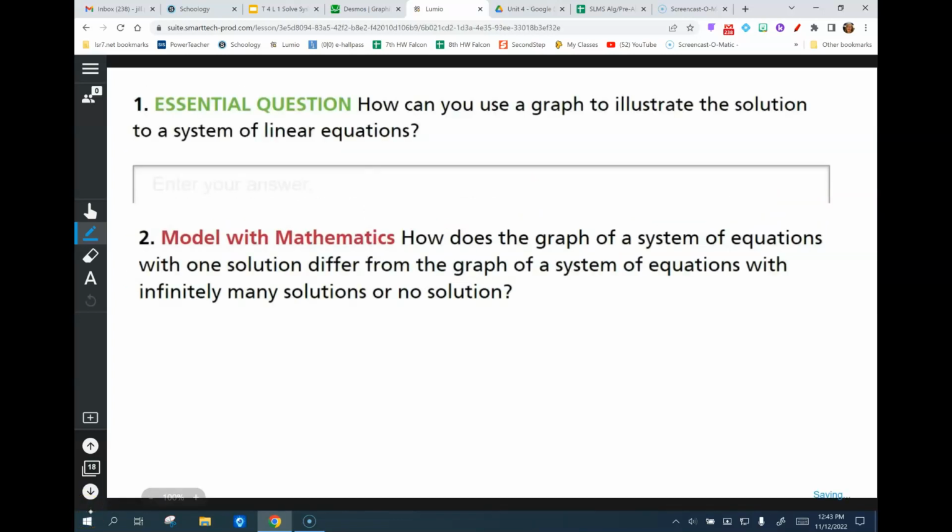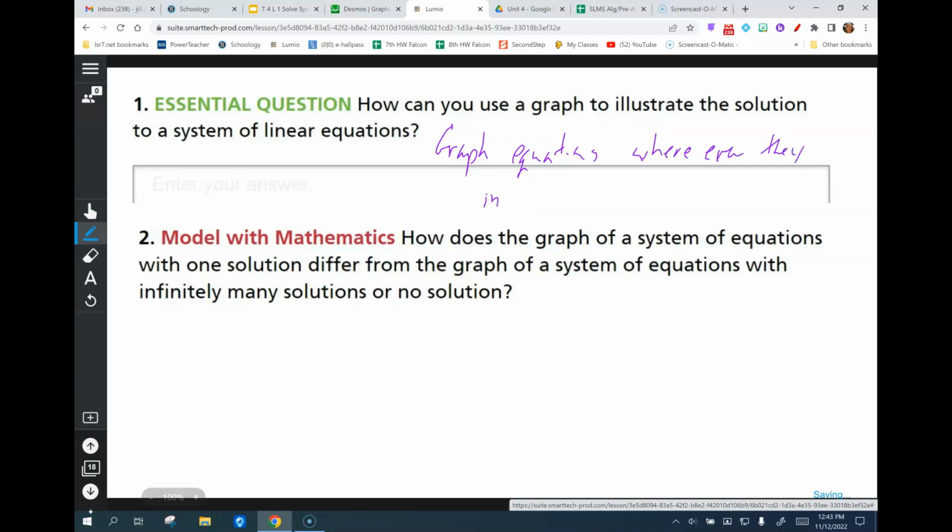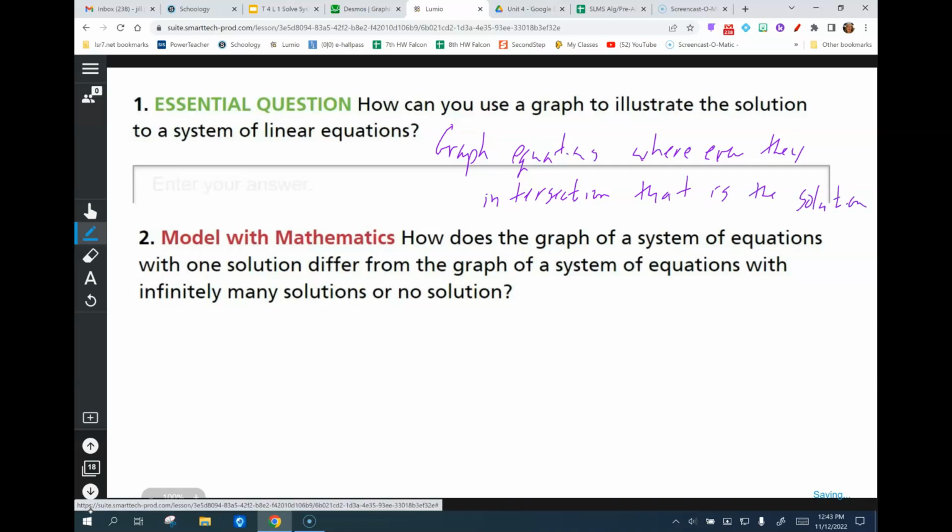Let's go into the essential questions that I do want to talk about this. How can you use a graph to illustrate the solution to a system of linear equations? Well, if I graph them both, graph equations, and wherever they intersect, that is your solution. That is the solution. So it's really handy when I graph it.